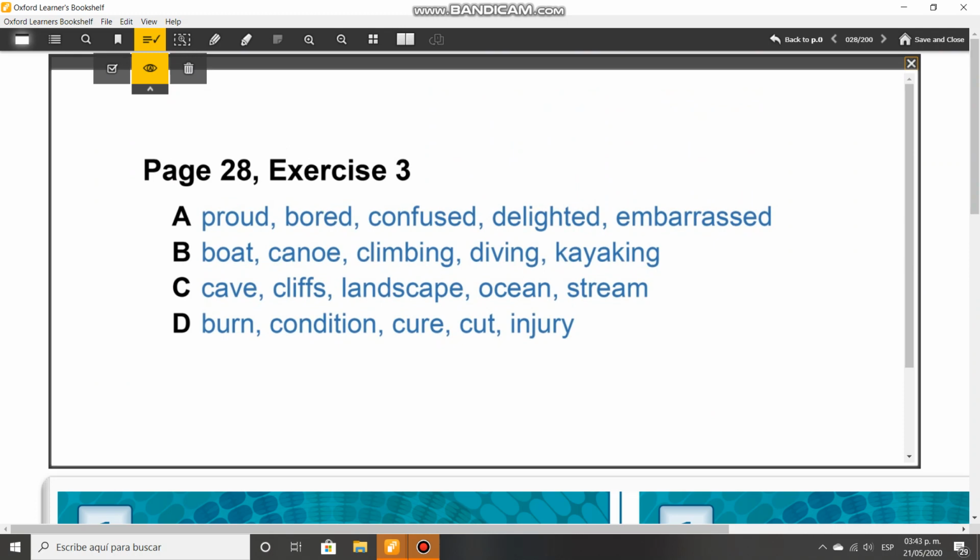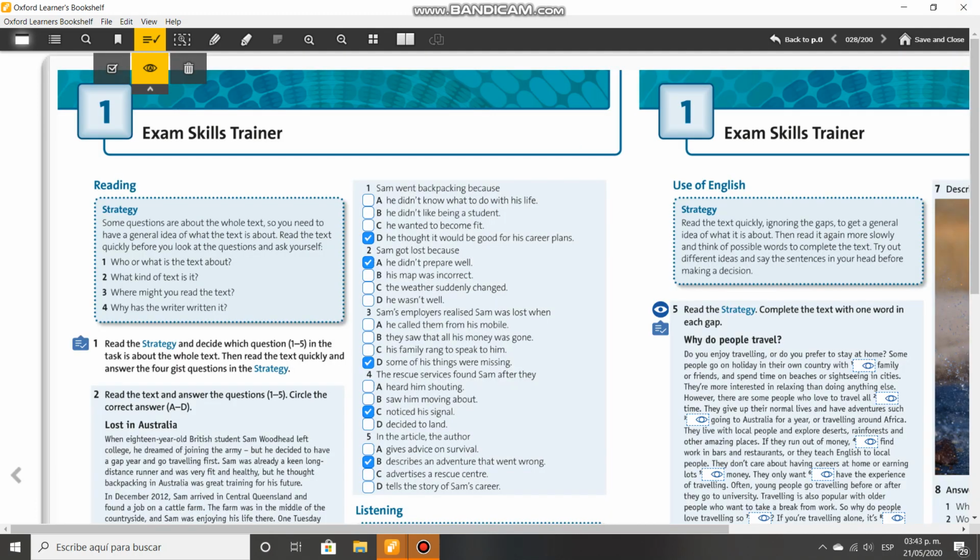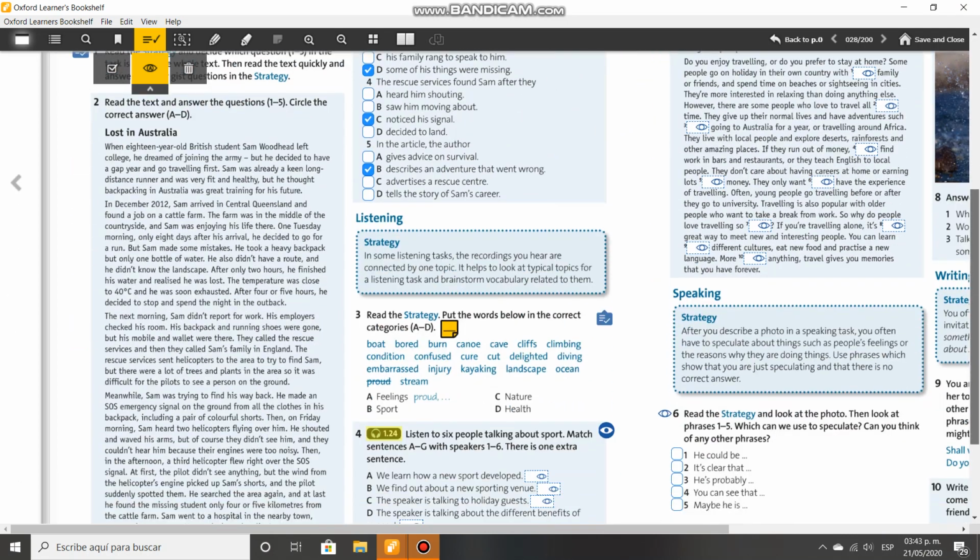V, sports: boat, canoe, climbing, diving, and kayaking. C, nature: cave, cliffs, landscape, ocean, and stream. And D, health: burn, condition, cure, cut, and injury. Okay, so those are your correct words.